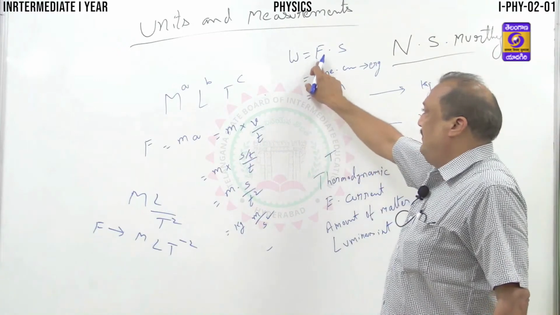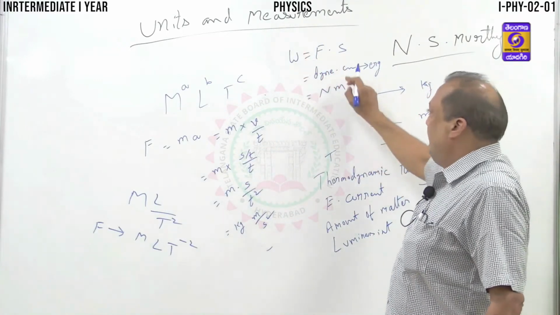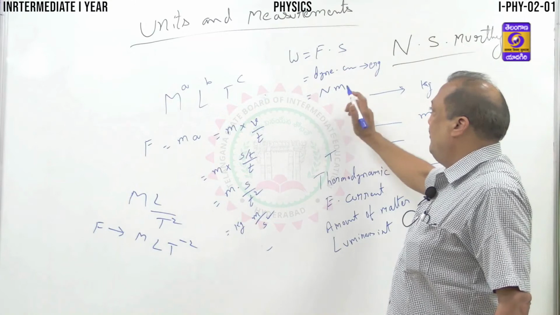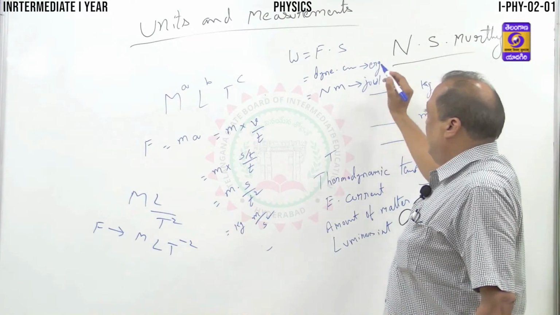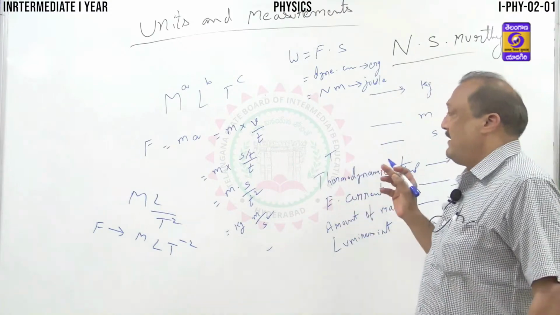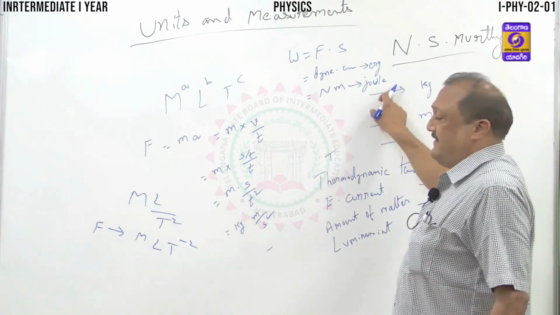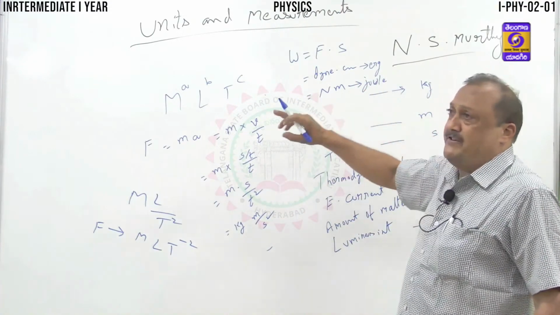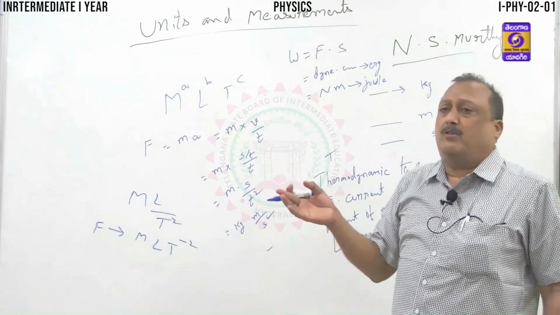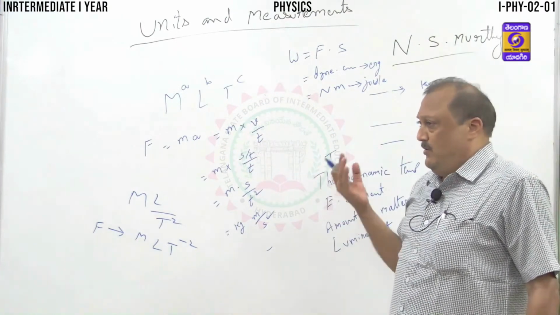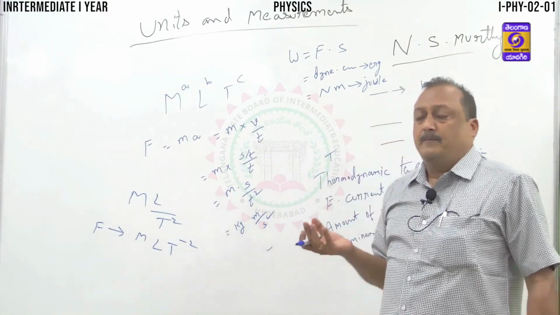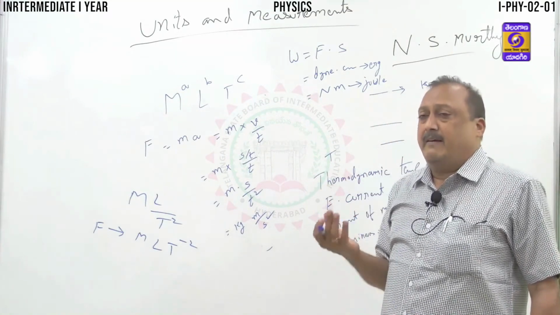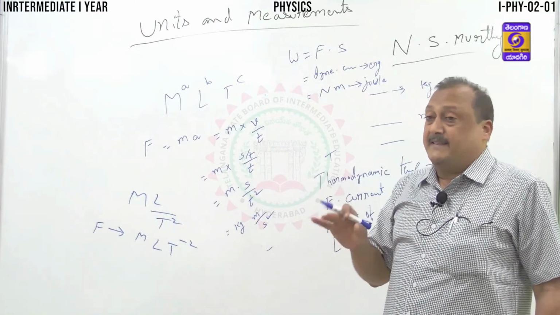Newton is the SI unit of force. Meter is the SI unit of displacement. For Newton meter, the scientist's name given is joule. Joule is the unit of work or energy in the SI system. So what is the relation between joule and Newton? Joule equals Newton meter. So you have learned fundamental physical quantities, derived physical quantities, fundamental units, derived units, and the SI system.